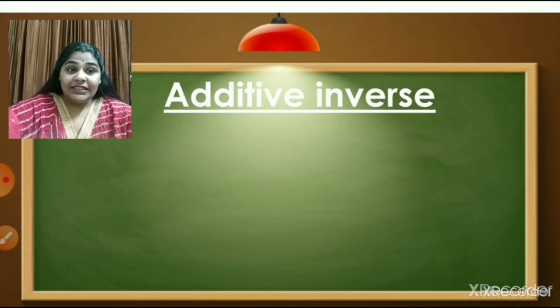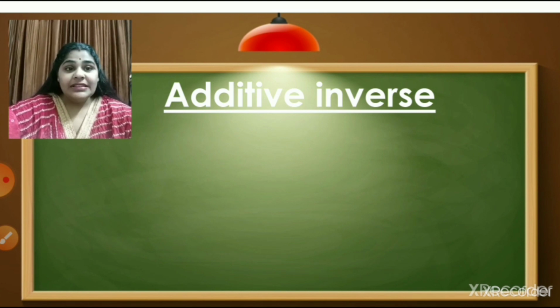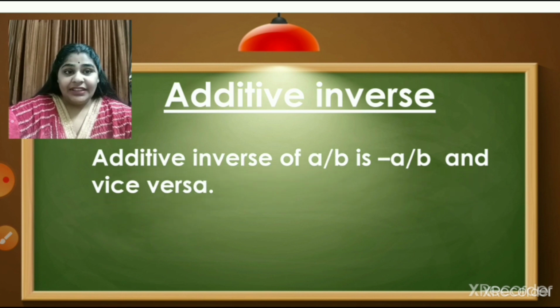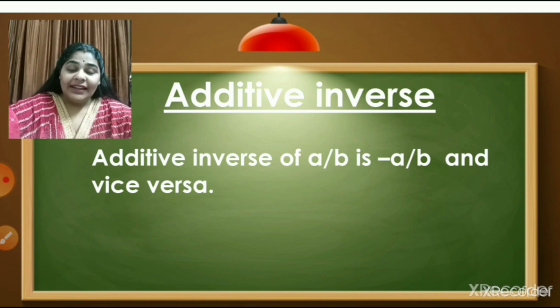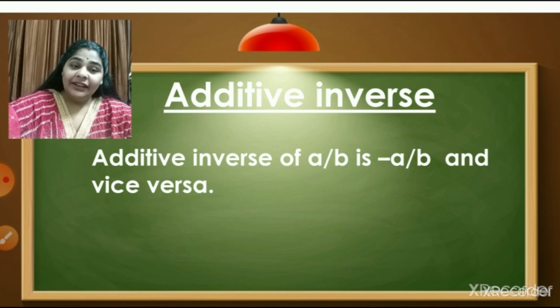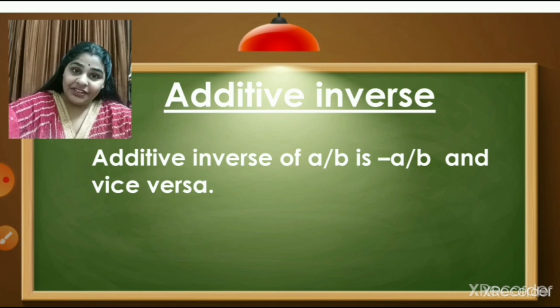Now additive inverse, children, this is very important again. If there is a rational number A upon B, then its additive inverse will be minus A upon B. That is, if a positive rational number is given, its additive inverse will be a negative rational number, and if a negative rational number is given, its additive inverse will be a positive rational number.